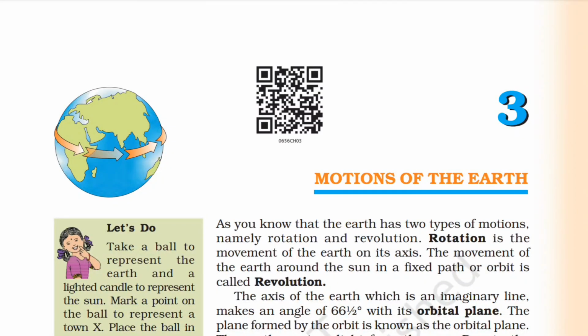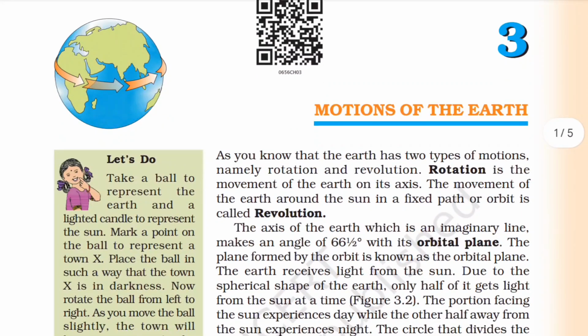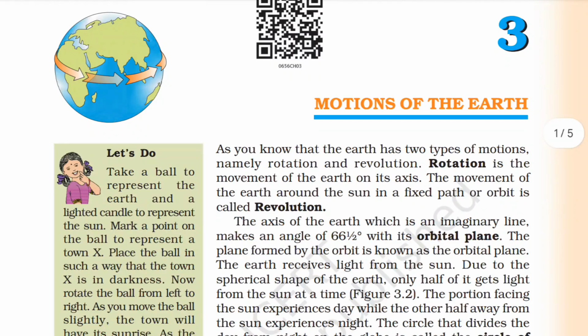Hello friends, today we will start with chapter number 3, that is motion of the earth. As you know, the earth has two types of motion, namely rotation and revolution. Rotation is the movement of earth on its axis. Movement of earth around the sun in a fixed path or orbit is called revolution.